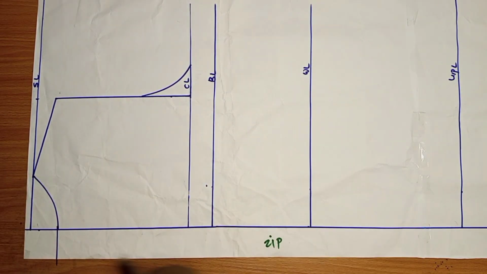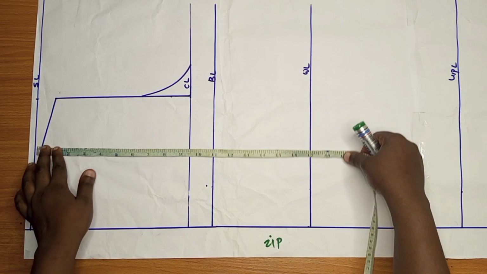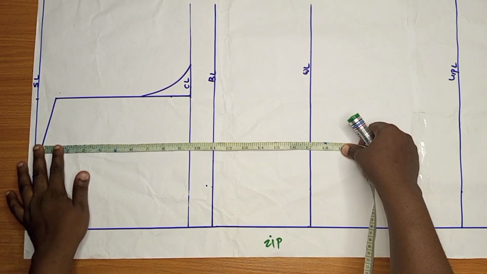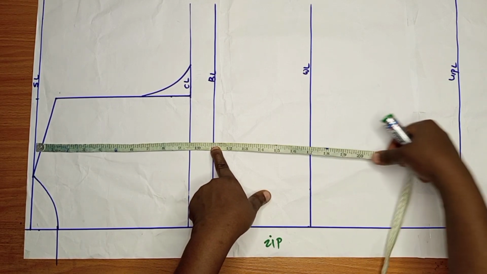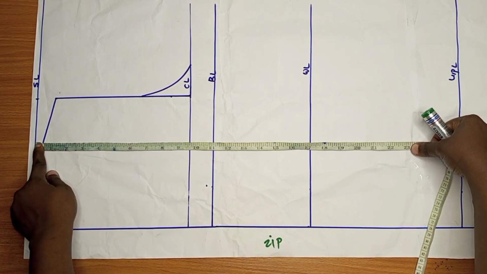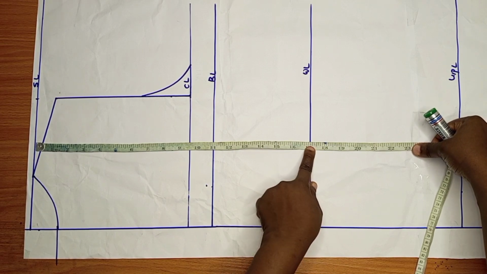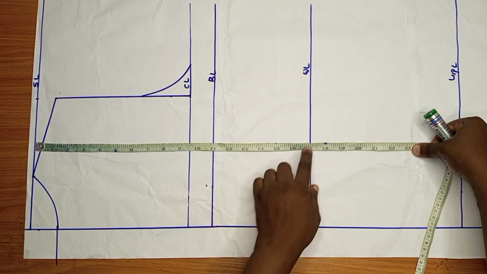From my shoulder line, I mark down to my bust line, which is 11 inches. Then from my shoulder line, I mark down to my waistline. I don't need the under bust measurement here because this is the back part. So from my shoulder to my waist the back is 17 inches, like I said while drafting the front pattern.